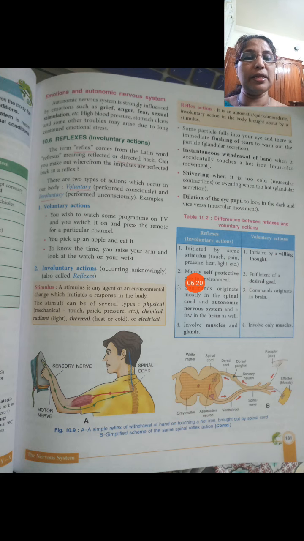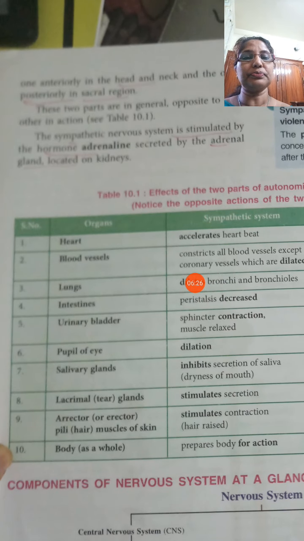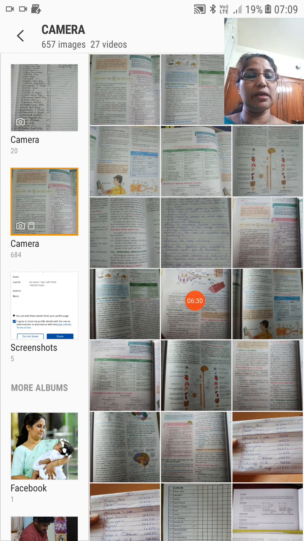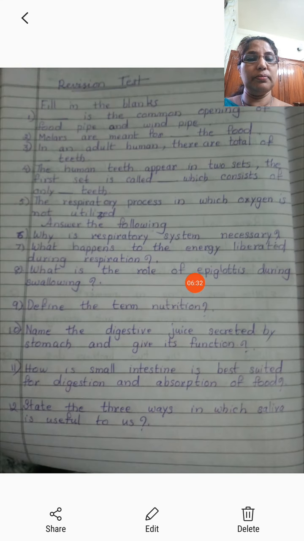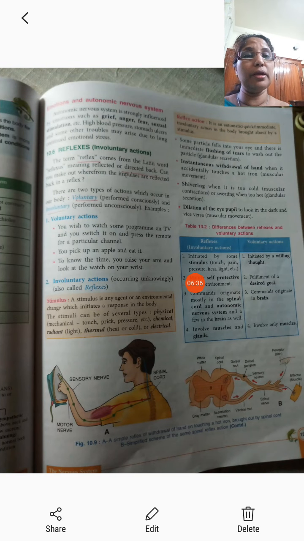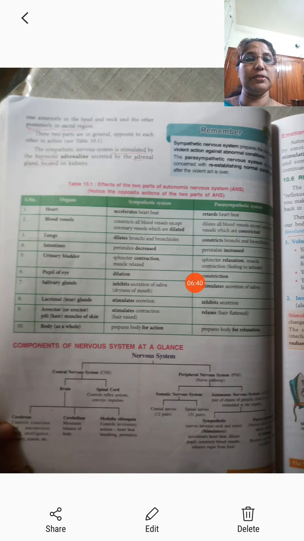Here the spinal nerve is an example of a mixed nerve. Then again, we can see that these are the autonomic. Then we have to learn about the autonomic nervous system. Autonomic nervous system means that we cannot move it according to our will.